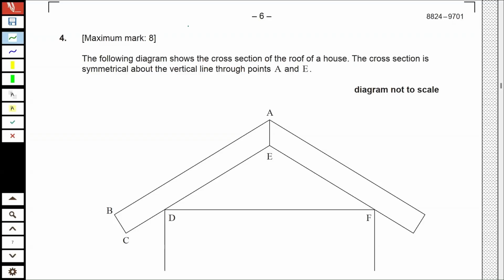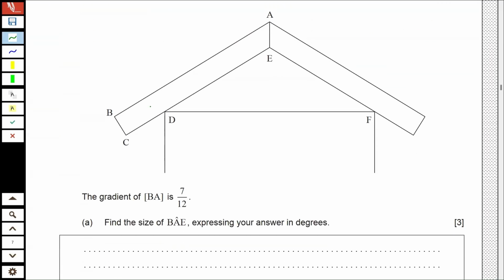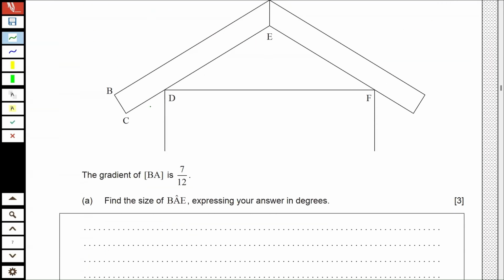Question 4, the following diagram shows the cross section of the roof of a house. The cross section is symmetrical about the vertical line. Draw points A and E. The gradient of BA is 7 over 12. Find the size of the angle BAE, expressing your answer in degrees.